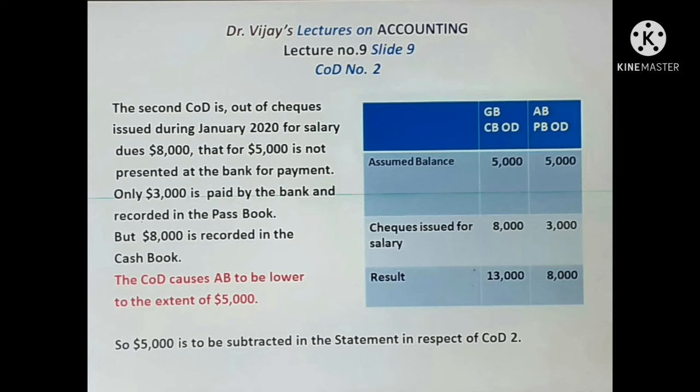Now look at the results. The arrived balance is a lower value. So this cost of difference is to be subtracted. Finish. That's the decision. Now read the statement given in red color. The COD causes AB to be lower to the extent of $5,000. So $5,000 is to be subtracted in the statement in respect of cost of difference number 2.